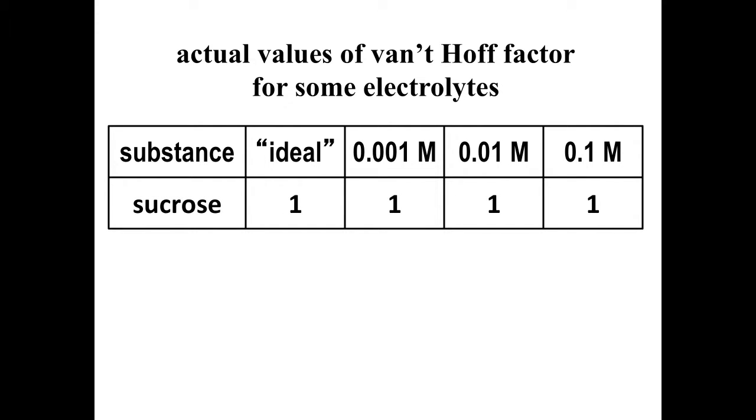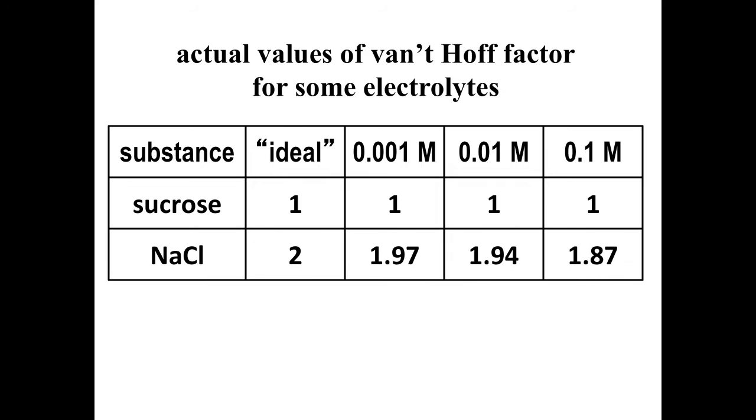So, for example, for sucrose, that doesn't dissociate into particles, each sucrose molecule makes 1 sucrose molecule in solution, and so the Van 't Hoff factor is 1, and it doesn't really depend upon concentration. But if it's NaCl, ideally it dissociates into 2 pieces, so it has a Van 't Hoff factor of 2. But if the concentration of the solution goes up, the Van 't Hoff factor, the i value, becomes less than 2, and in fact, the more the concentration of the solution goes up, the further below 2 the value becomes.